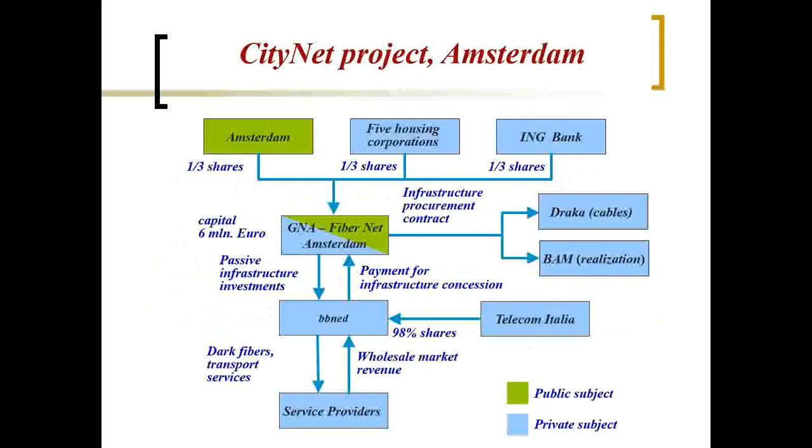And this is the diagram for this public and private sector financial shares. So we see that 1/3 of shares comes from Amsterdam, which is the public money, and here we have the private sector, right? The commercial sector. So it was ING, which was the 1/3, and the five housing corporations joined together to manage the project. What they did was just outsource the building of the infrastructure, the building of the active equipment. So Draka delivered the cables, and BAM made the realization of the project.